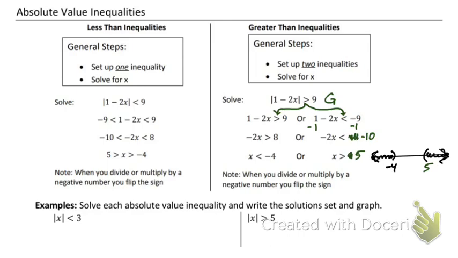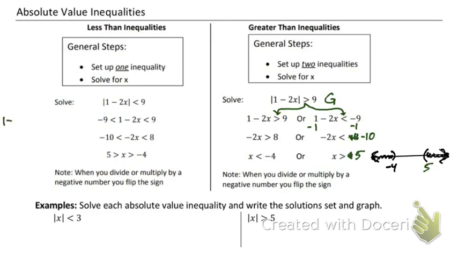Now, the reason why I wanted to do this one second is because these two problems are almost the exact same, except this is an "and" statement, and this is an "or" statement. Less than symbol is an "and" statement. It is that overlap between the two. And I'm going to prove that to you right now. If you look at that, negative 9 is less than 1 minus 2x is less than 9. It's just an easy way to say this.